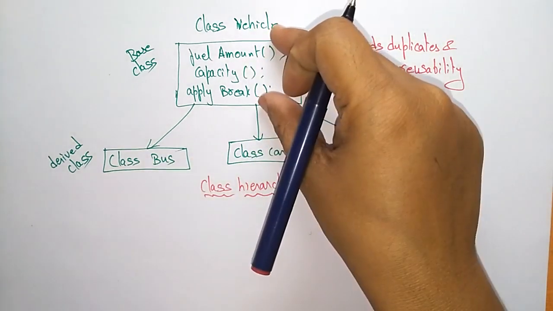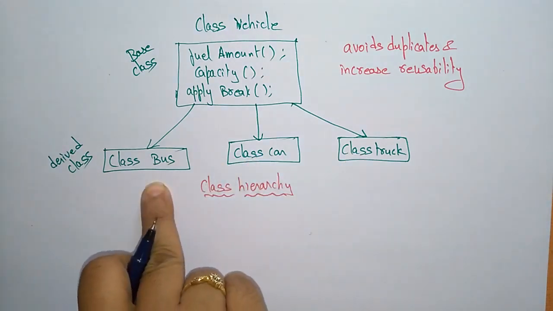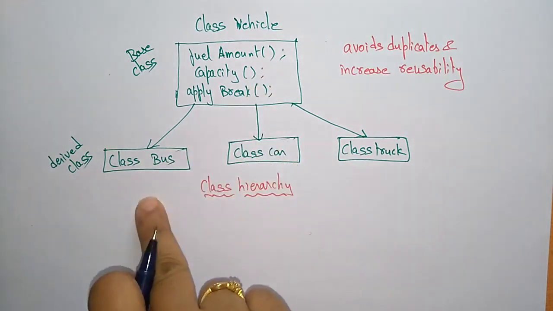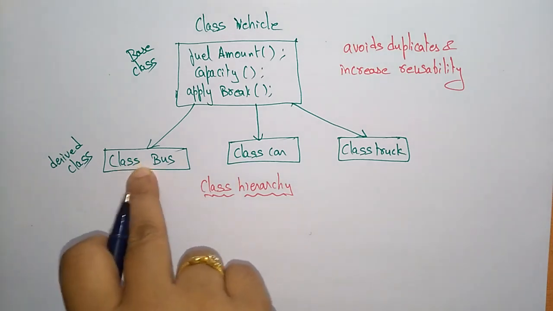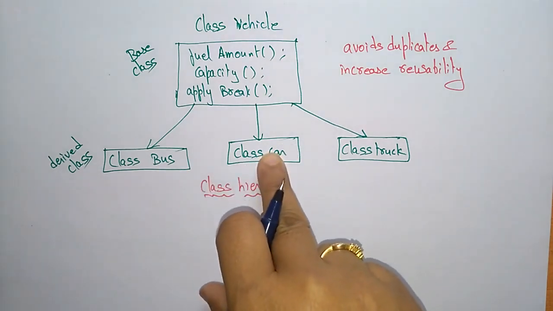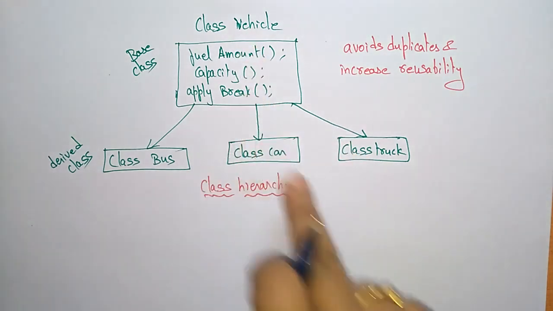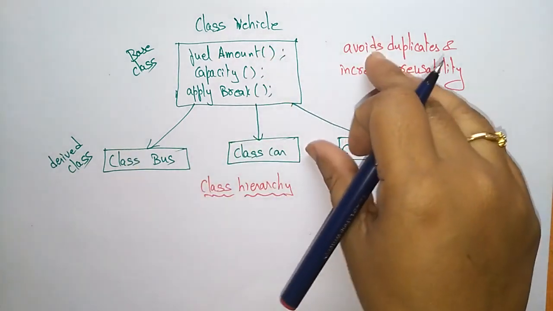So this is a class vehicle, this is a base class, and these are the derived classes. These derived classes will inherit the properties of the base class. Okay, how is it inheriting? Because class bus uses fuel amount, capacity, apply brakes, whereas class car also uses these three methods, and class truck also uses these three methods. So this is inheritance.